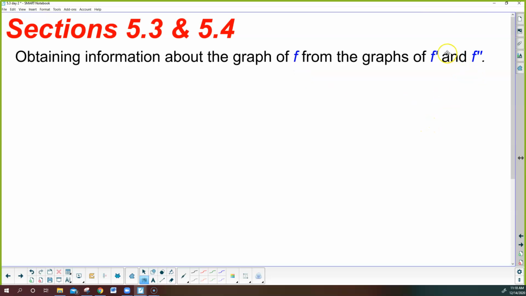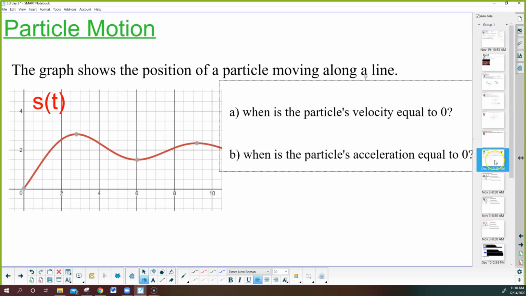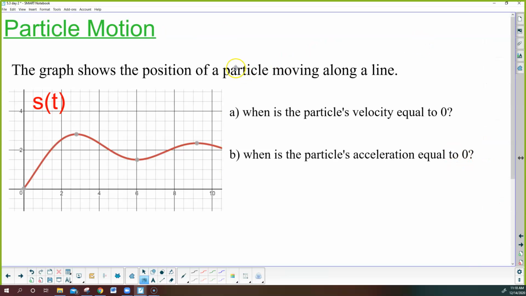So the big idea here is, how can I take what I know about the derivative or the second derivative and make conclusions about the original graph? Okay. I don't think you need to write this one down. We're going to do this really quick, so don't write this slide down. I just want you to think of, well, what if I had the original graph?